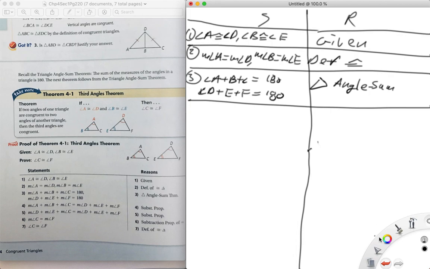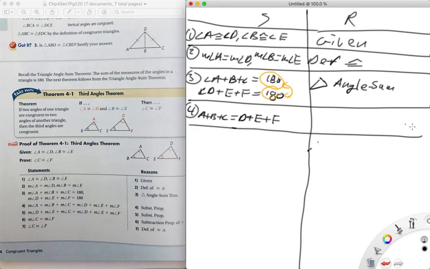Since they both add up to 180, I can say that they are equal to themselves. So A plus B plus C is equal to D plus E plus F. I'm not writing the angles because of space, but you would write the measure of angle A and measure of angle B, etc. This is the transitive property. I'm okay with saying substitution as well.